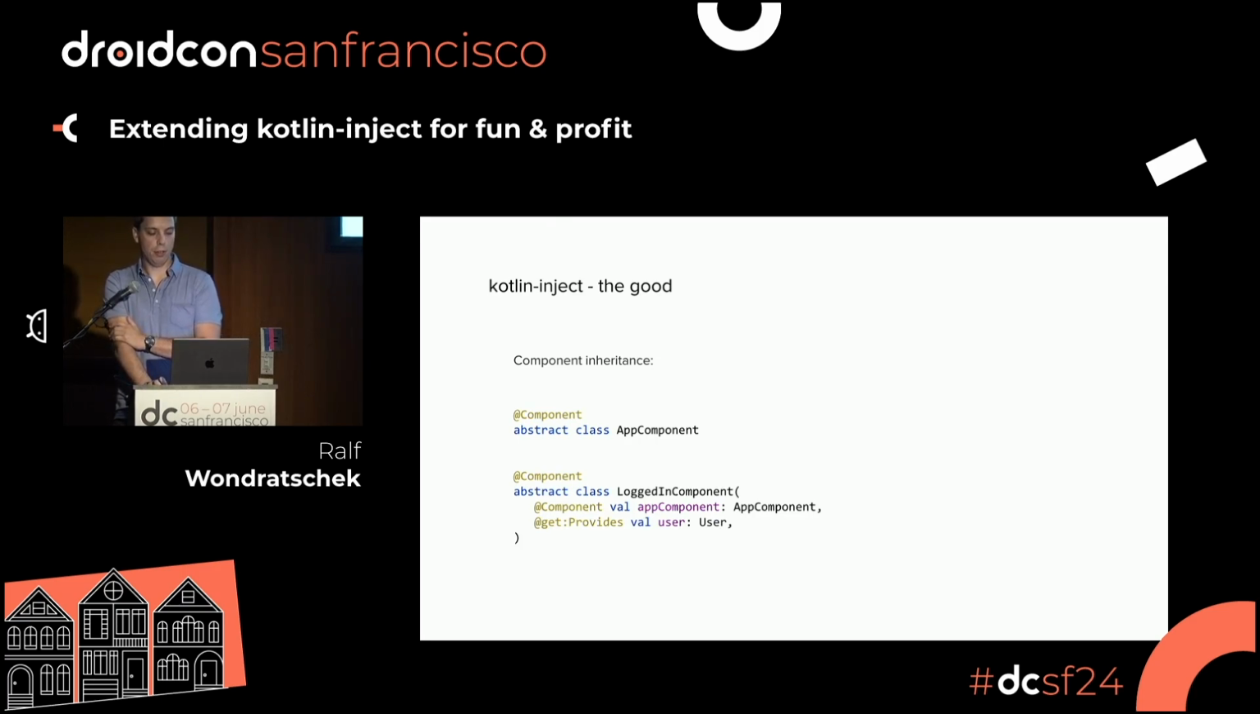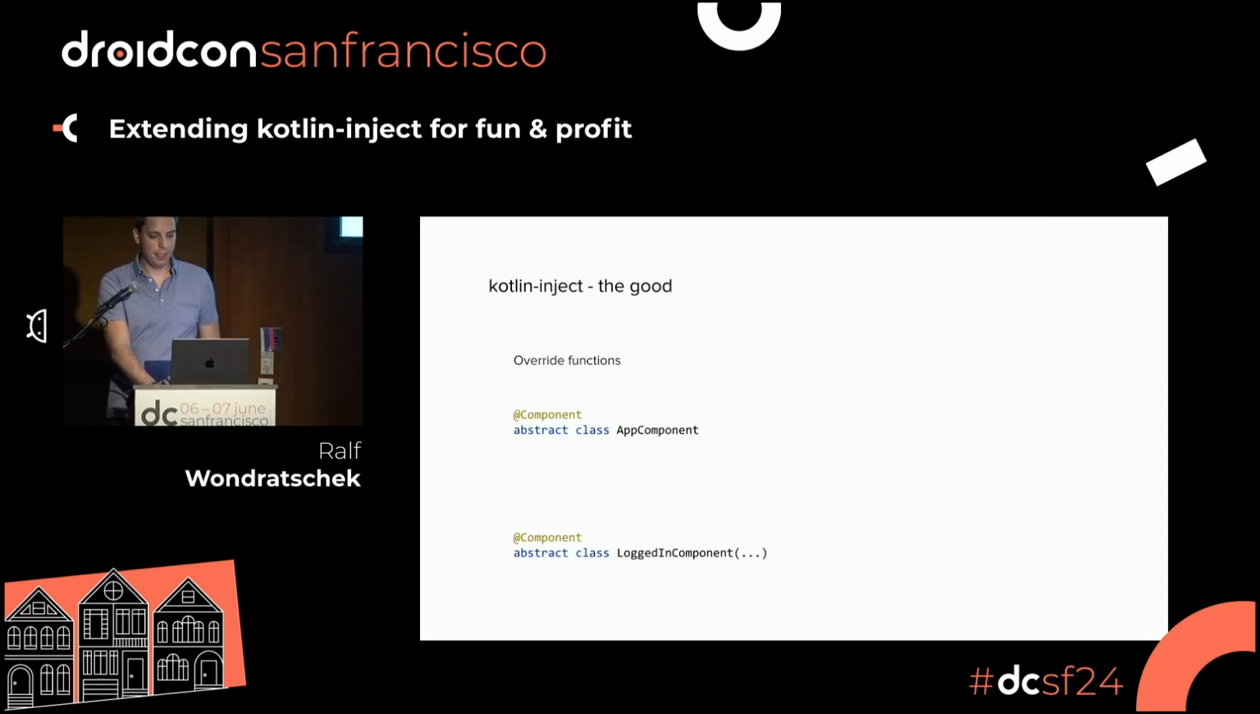So our logged-in component in this case depends on our app component. And what kotlin-inject will then do under the hood is, again, update the create method. So you have to pass in the app component to the provider function when you instantiate your logged-in component. And that's all you have to do. Now you can, for example, start injecting the application object in the logged-in component graph.